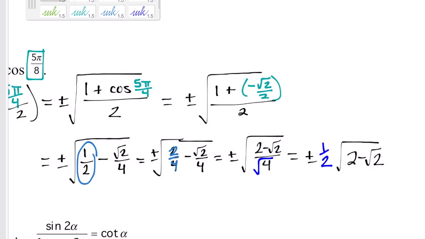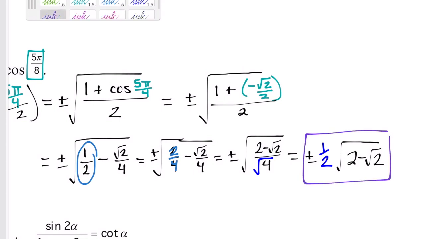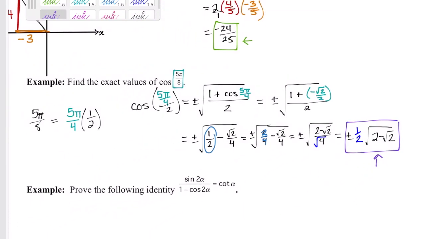You could also just put this whole thing over 2 instead of multiplying by 1/2. That would end up being the same thing. But I'm just going to leave it like this. So, one tiny fraction instead of a big one.